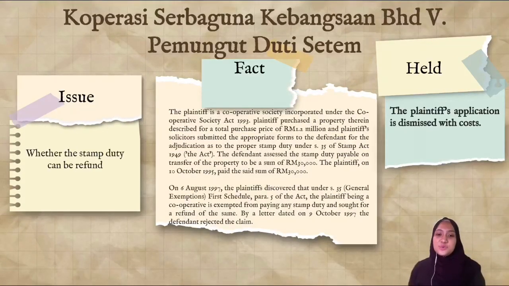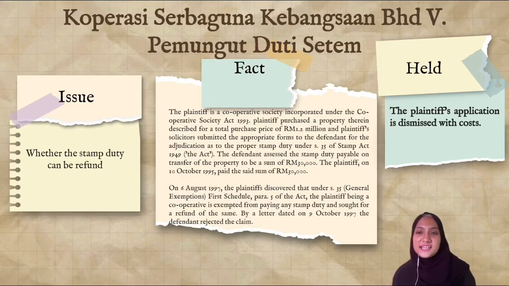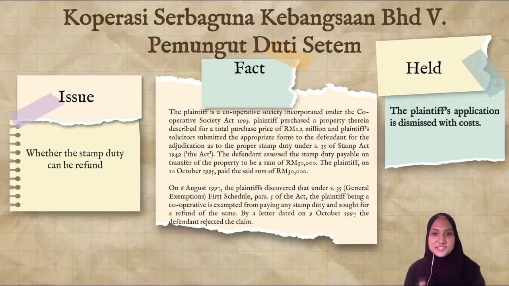In another case, between Koperasi Serbaguna Kebangsaan Berhad versus Pemungut Duti Setem, the plaintiff is a cooperative society incorporated under the Cooperative Society Act 1993. The plaintiff purchased a property for a total purchase price of 1.2 million ringgit, and the plaintiff's solicitor submitted the appropriate form to the defendant for adjudication as to the proper stamp duty under Section 35 of the Stamp Act 1949. The defendant assessed the stamp duty payable on transfer of the property to be a sum of 30,000 ringgit. The plaintiff on 10 October 1995 paid the said sum of 30,000 ringgit.